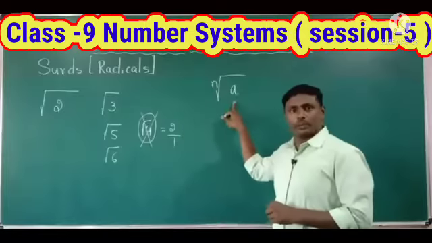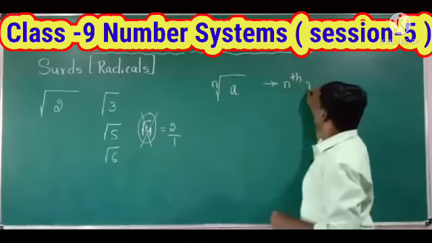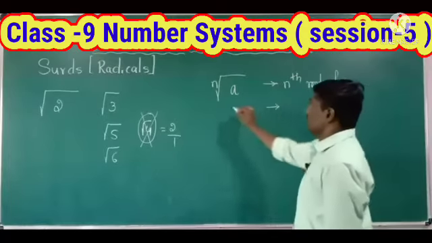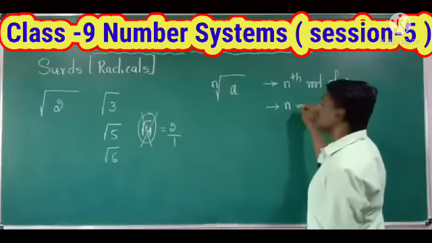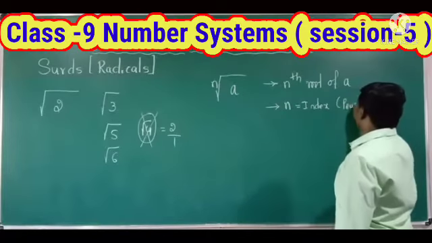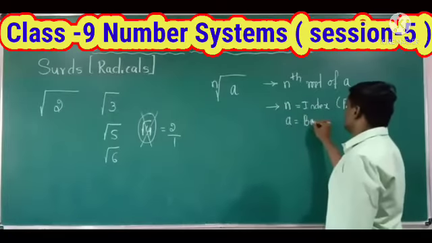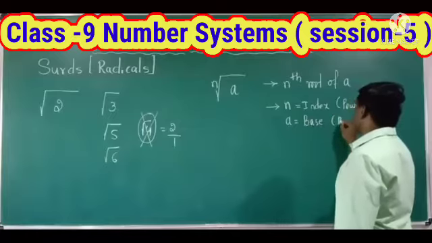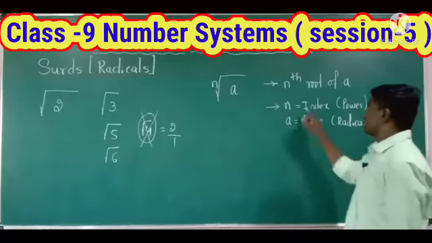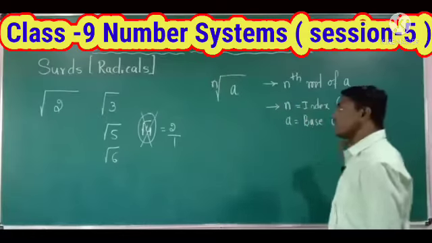For example, the nth root of a. How can you read this? Nth root of a. In that, n is called the index or power, and a is called the base or radicand. N is the index or power, and a is the base or radicand.